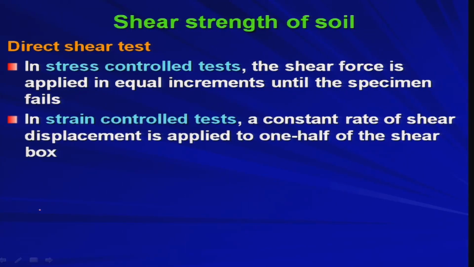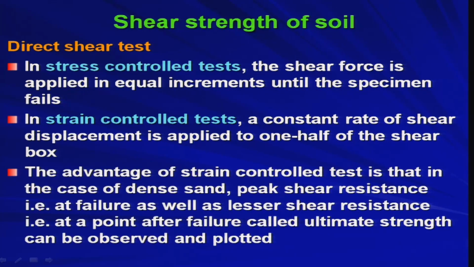In the stress control test, the shear force is applied in equal increments until the specimen fails, whereas in the strain control test a constant rate of shear displacement is applied to one half of the shear box. Those things we have discussed, and there is some advantage of the strain control test. The advantage is that in the case of dense sand, peak shear resistance, that is at failure, as well as lesser shear resistance, that is at a point after failure called ultimate strength, can be observed and plotted.